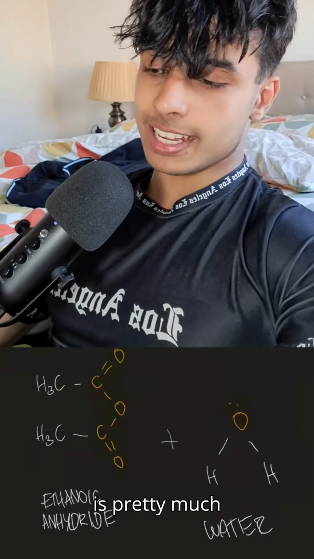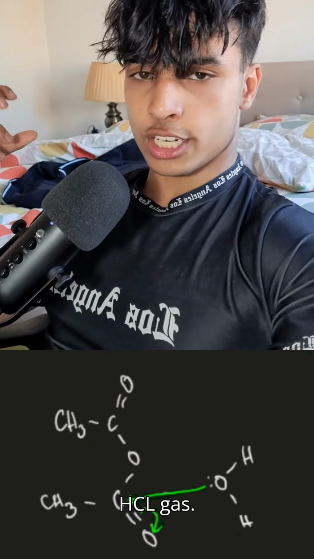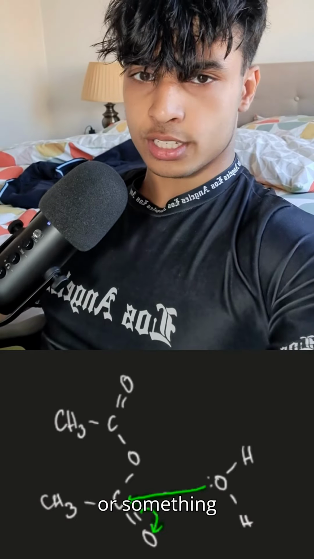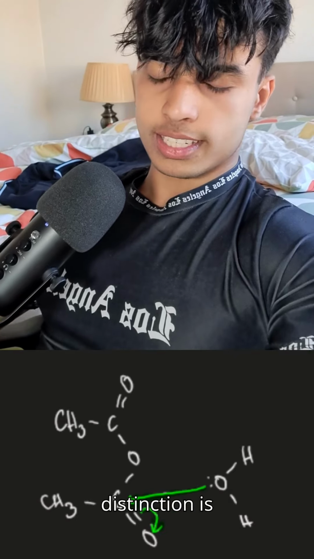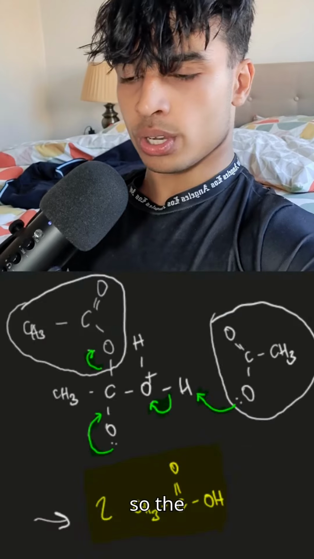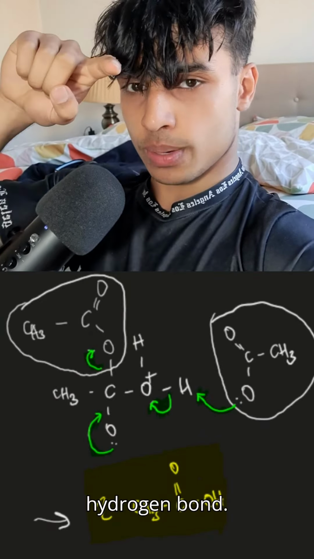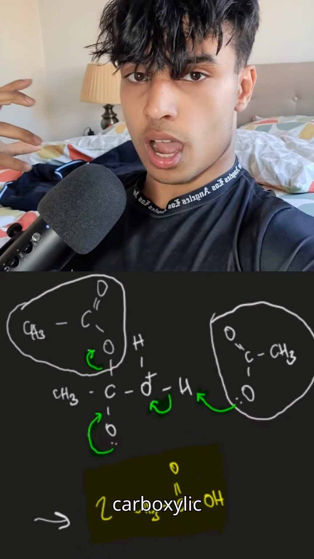Now this mechanism is pretty much exactly the same. You form ethanoic acid again, but you don't form toxic fumes of HCl gas. However, you need a catalyst because this reaction is quite slow, so you probably have HCl as the catalyst or something like that. The only distinction is that you form an ethanoate ion. So the ethanoate ion reacts with the hydrogen that's been lost from the oxygen to the hydrogen bond, and essentially it gains it to form a carboxylic acid.